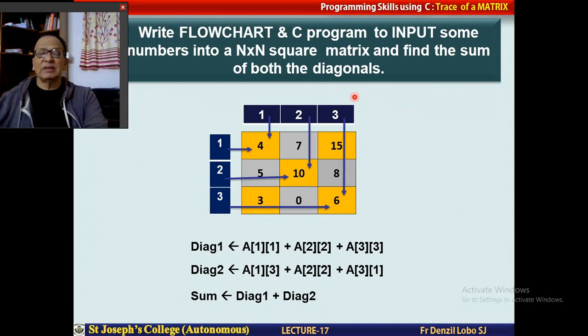With that, we come to the next step. This is a challenging problem, and I would like you to think about it. This time we want to find the sum of the elements of the principal diagonal and the other diagonal. There are two diagonals. We have already done diag 1, the principal diagonal, A11 plus A22 plus A33. Diag 2 is equal to A13 plus A22, the common element, and A31. Therefore, sum is equal to diag 1 plus diag 2. This has to be done.